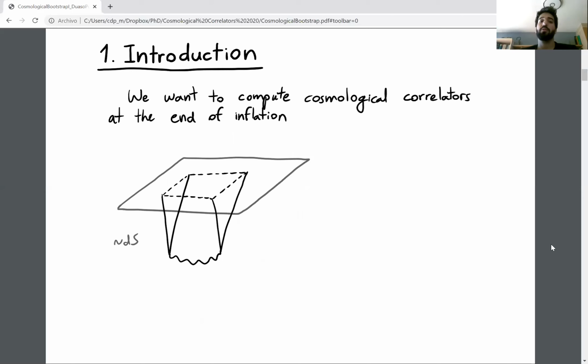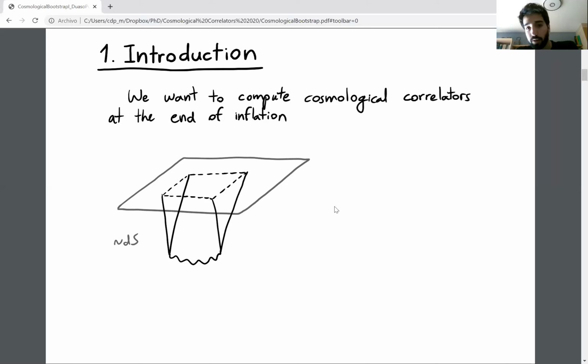What we want to do in this project is to compute cosmological correlators. We are trying to compute them at the end of inflation, and we are modeling inflation as happening in more or less the de Sitter spacetime. And we want to compute these correlators in this surface that corresponds to zero conformal time. We want to do this in order to use the correlators to infer information about inflation.